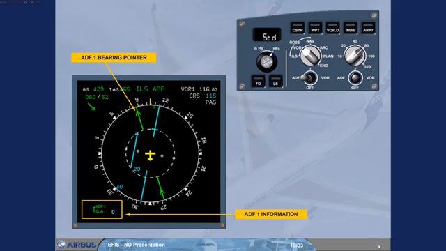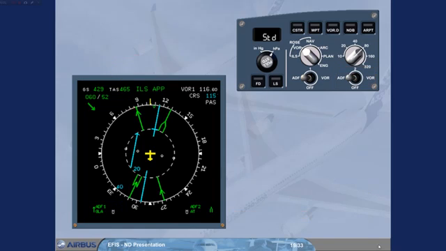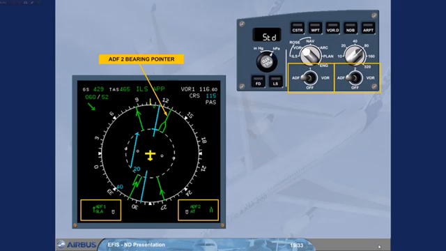We will now display the ADF2 bearing pointer by selecting ADF VOR selector 2 to ADF. The ADF2 bearing pointer is now displayed, represented by a double-lined arrow. At the bottom of the display, there is information on the selected nav aids. Notice that, in common with most things on the aircraft, it is number 1 on the left and number 2 on the right.